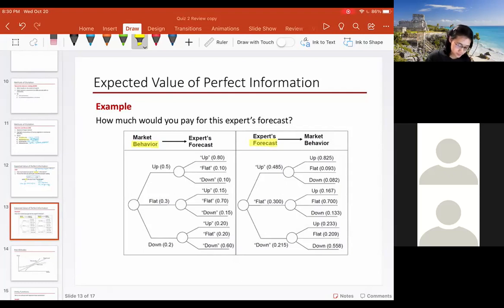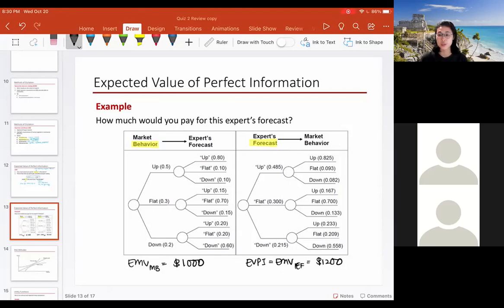So say hypothetically your EMV of market behavior is $1,000, and your EVPI, of your expert's forecast, is 1,200. Let's just assume that, since I'm a little nervous that we might not have time to go through everything, accounting for questions from you guys as well.